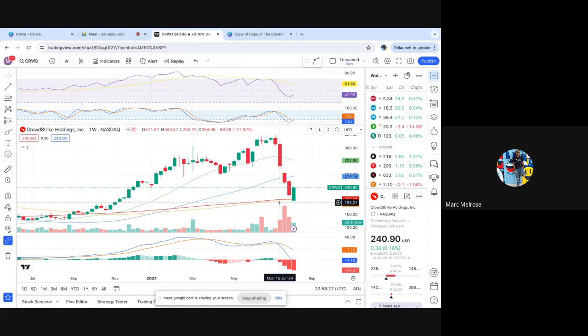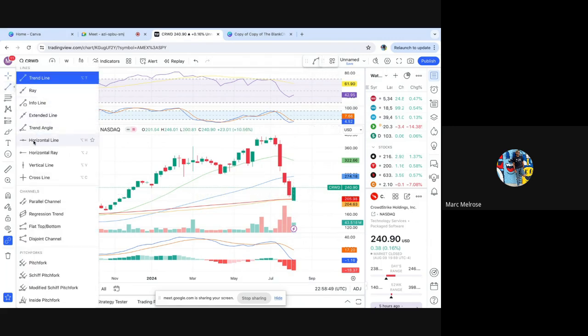It got really close to this 200 week moving average and 100 week moving average, and you can see it's rejecting it. And then we have a green candlestick. This green candlestick could be letting us know that CrowdStrike is reaching its bottom for the moment, and it could be starting to move upwards in direction.